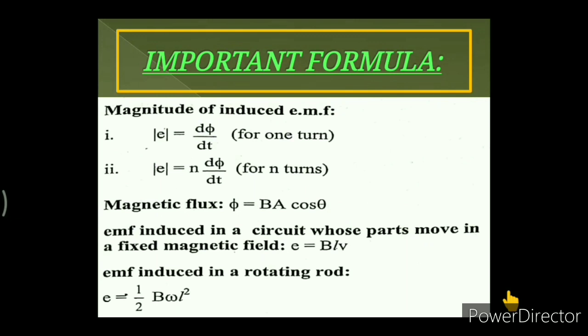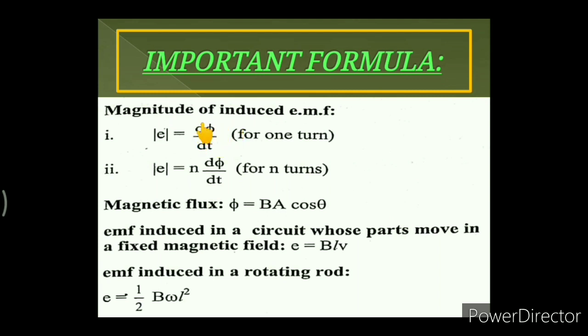As per Faraday's laws of electromagnetic induction, whenever there is a change in the magnetic flux associated with a coil, an EMF is induced in the coil. As per the second law, the magnitude of the induced EMF is directly proportional to the rate of change of magnetic flux through the coil. Hence, the magnitude of E is directly proportional to the rate of change of magnetic flux through the coil.